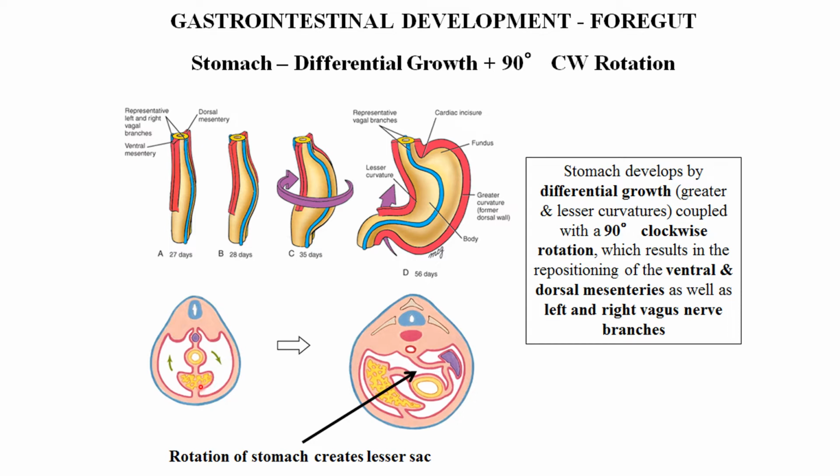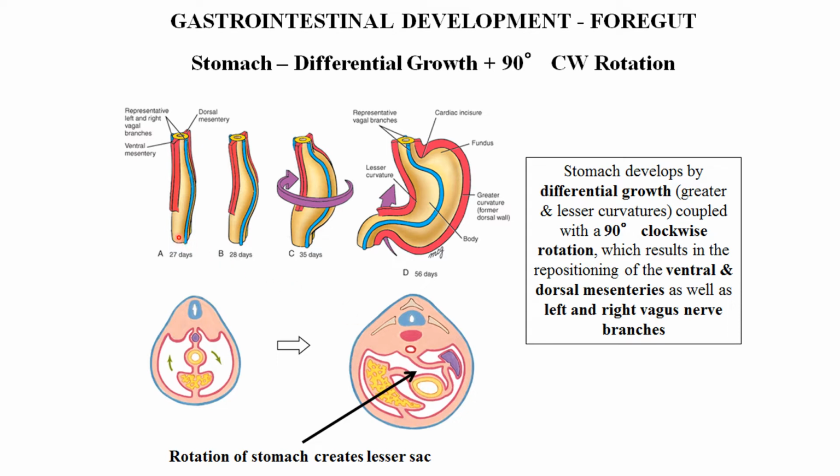Now, as the liver grows enormously and so rapidly, it swings to the right, and at the same time the region of the foregut swings to the left, causing the rotation of this part of the foregut, which is forming the stomach.